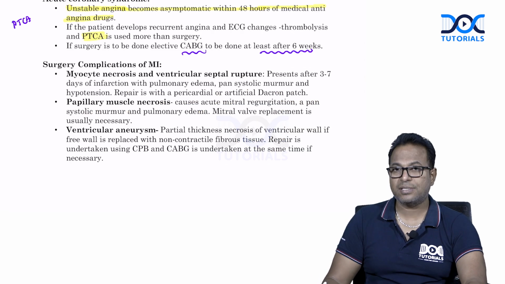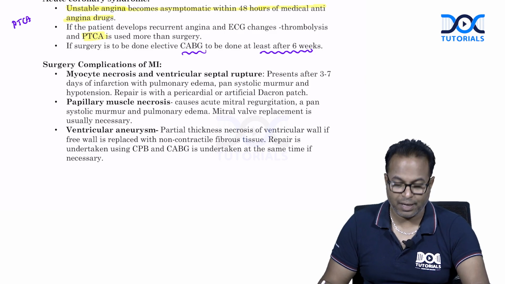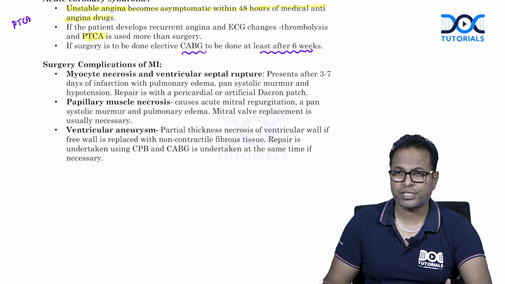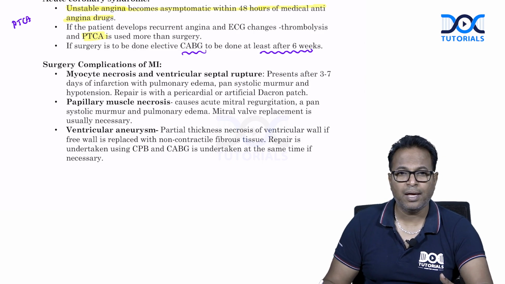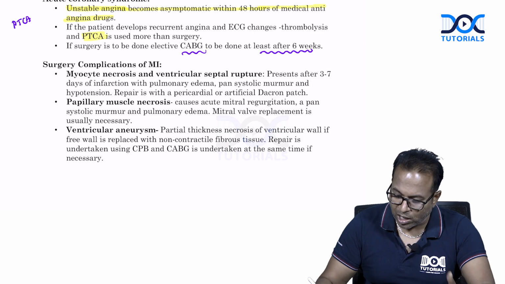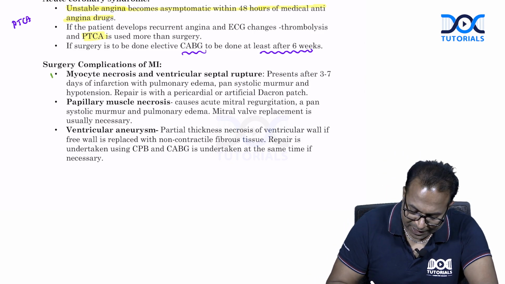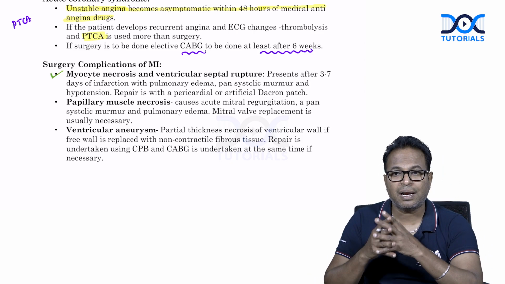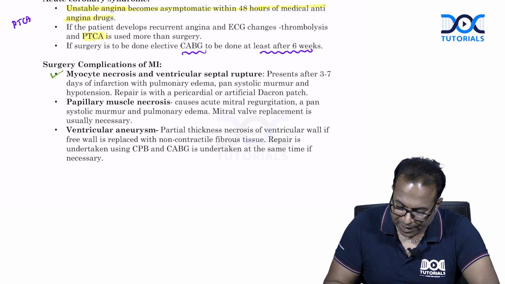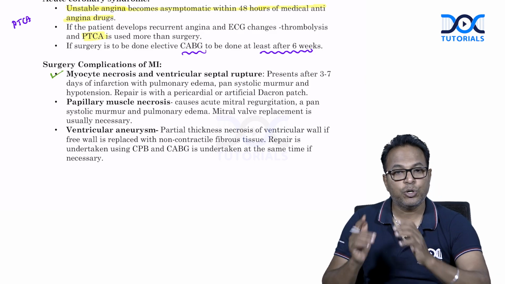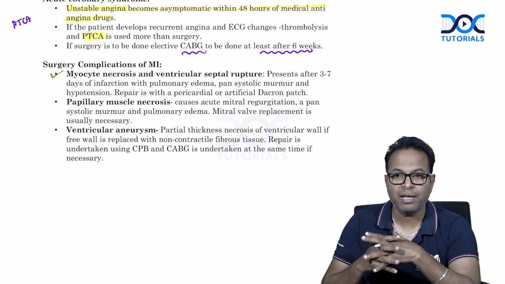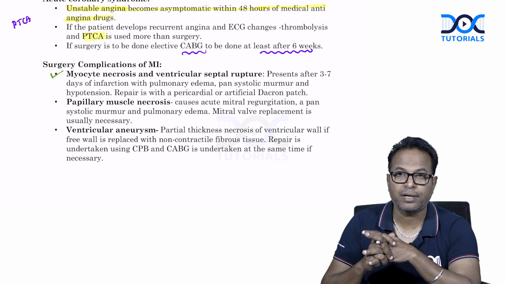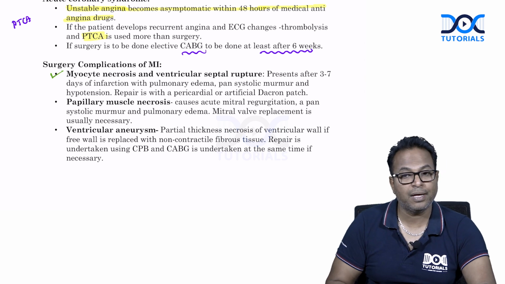So when we are doing surgery for a myocardial infarction, what is myocardial infarction? The coronary artery got blocked and the myocardium became gangrenous or necrotic. So what all will happen in an MI? Myocyte necrosis and ventricular septal rupture. Ventricular septal rupture usually presents 3 to 7 days after infarction with pulmonary edema, pansystolic murmur and hypotension. Immediately we have to operate and repair with a patch.